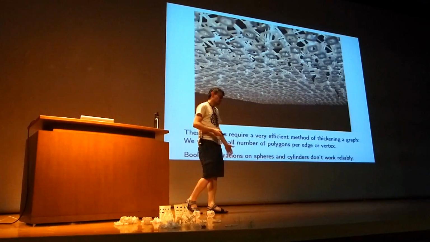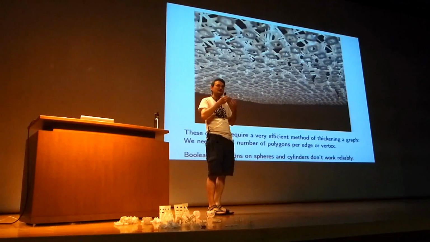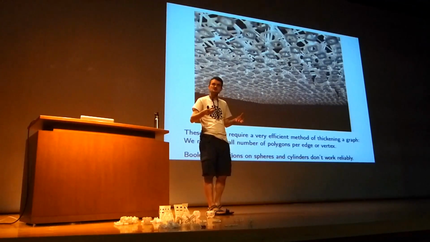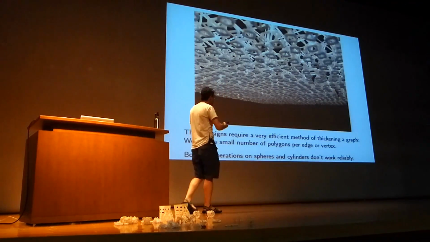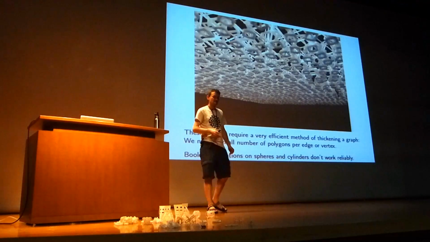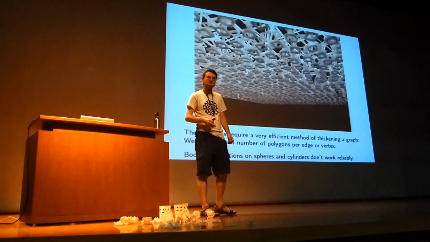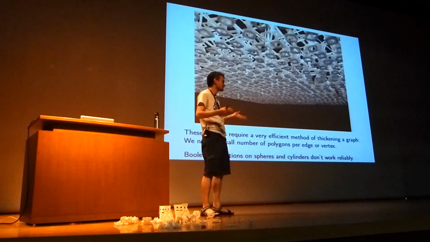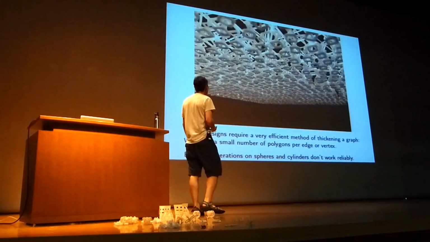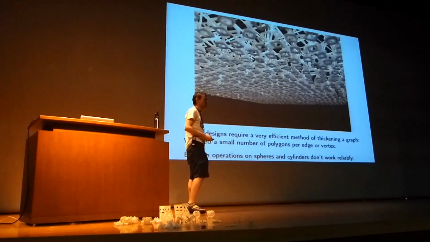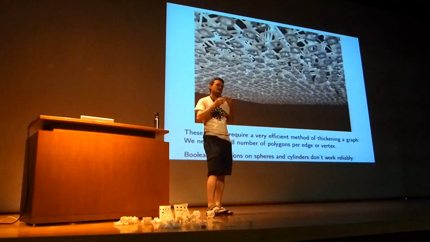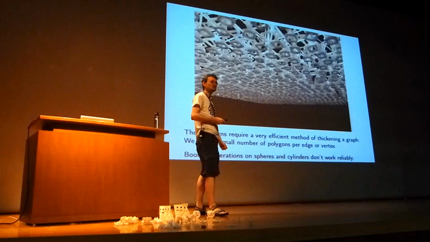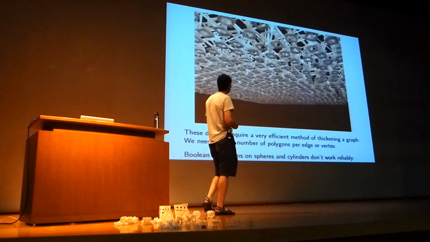The obvious thing you might think about is, well, just put a sphere around each vertex and put a cylinder around each edge. And the problem is that Boolean operations on these don't work reliably. So this is one of the banes of my existence, is the fact that mesh Boolean operations fail an incredible amount of the time. And somebody needs to fix this. But so how else can you do this? You need to produce a mesh that gives a neighborhood of a graph, and you need to do it efficiently, and it needs to not break.